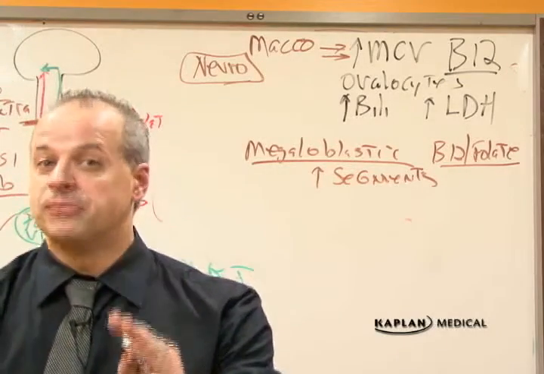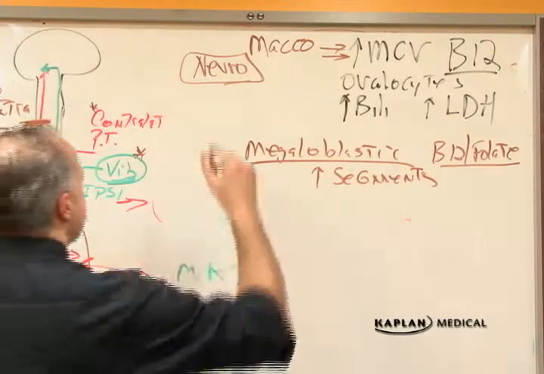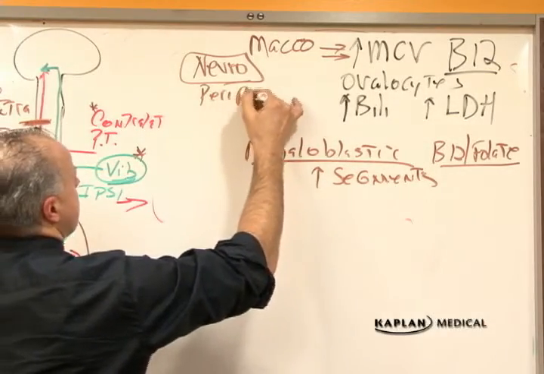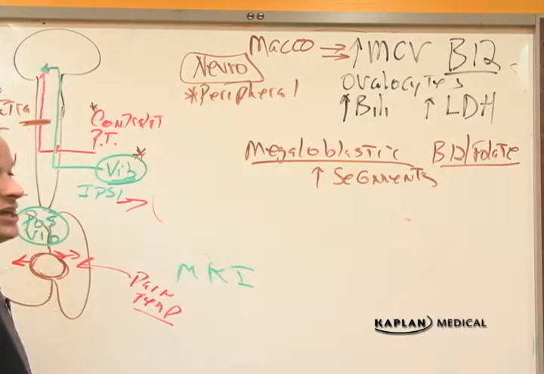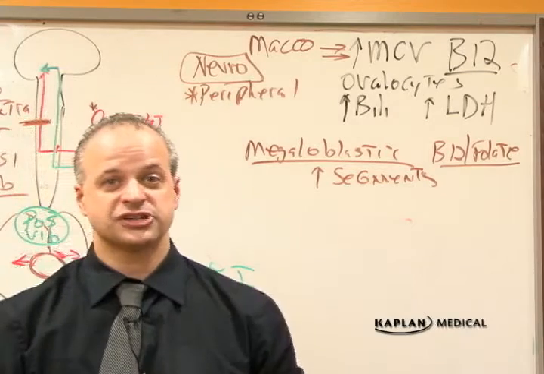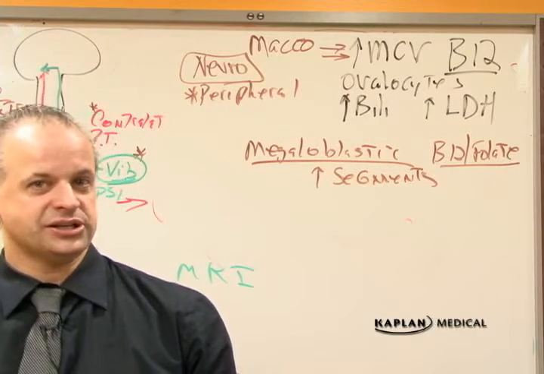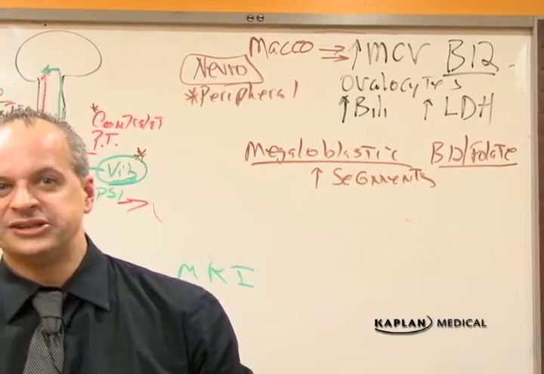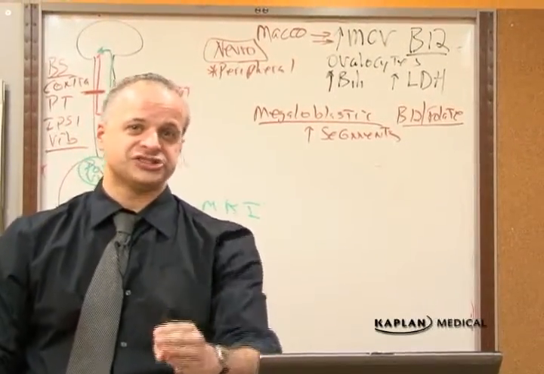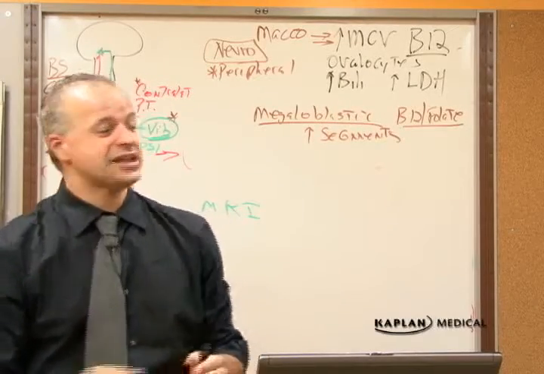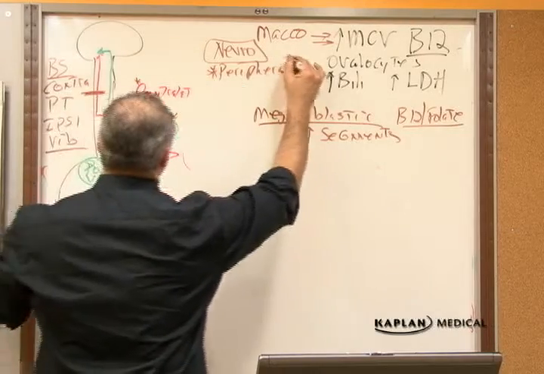Now, what is the most common neurological abnormality to occur with vitamin B12 deficiency? And the answer is a peripheral neuropathy. Now, that doesn't stick out in the mind because a lot of things could cause peripheral neuropathy. Pins and needles and glove and stocking pattern. That's not that special. Lots of things do it.